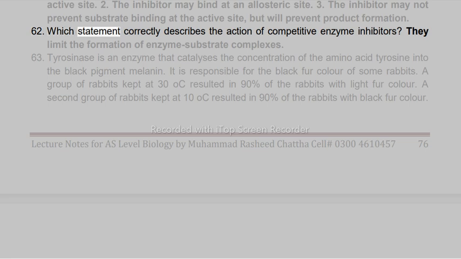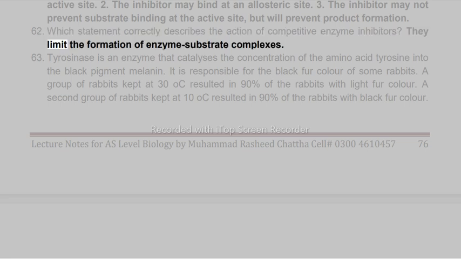62. Which statement correctly describes the action of competitive enzyme inhibitors? They limit the formation of enzyme-substrate complexes.